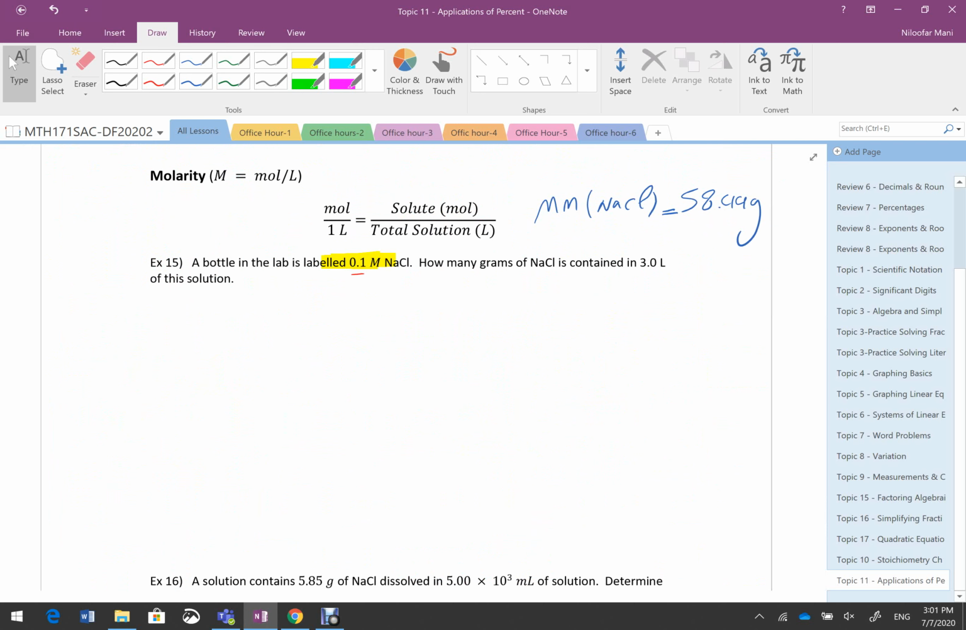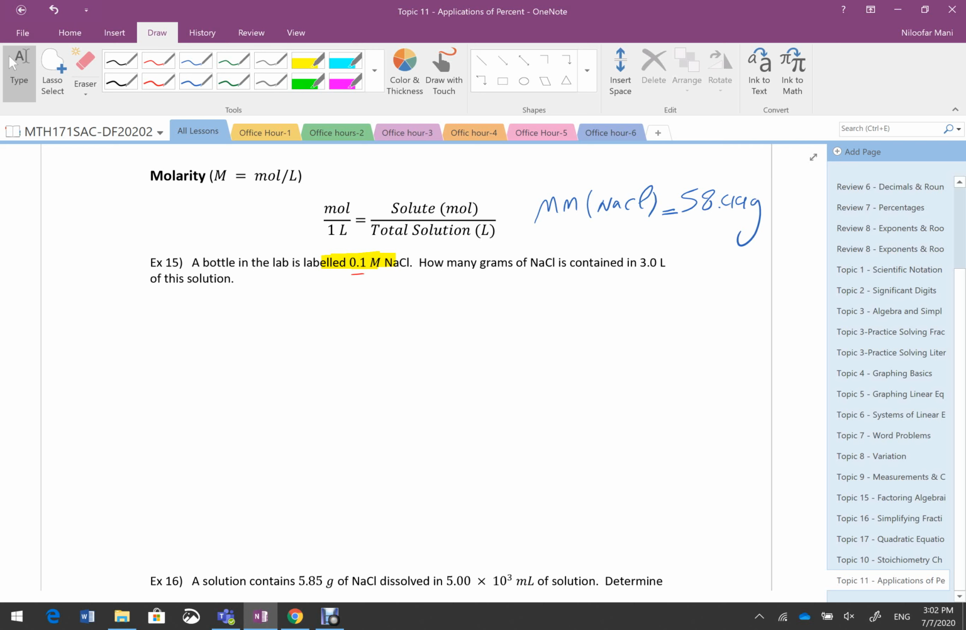Molarity. Molarity is how many moles per liter. So solute in moles per total solution in liters. That gives you how many moles you have per liter. So when you change the solute to moles and then the total solution in liters, that's moles per liter, which gives molarity. Okay, so in this case you need more information. For example, you need molar mass.